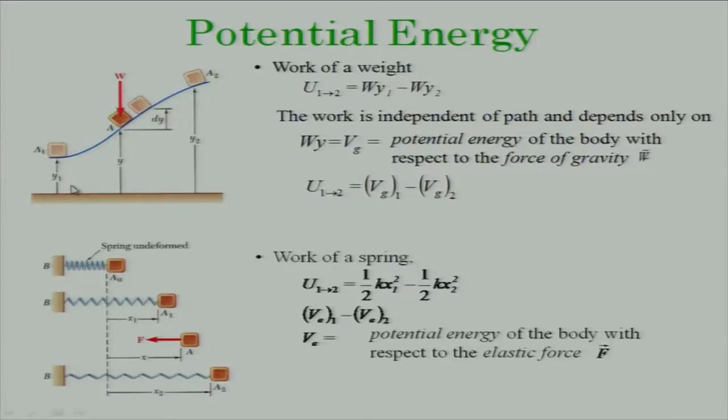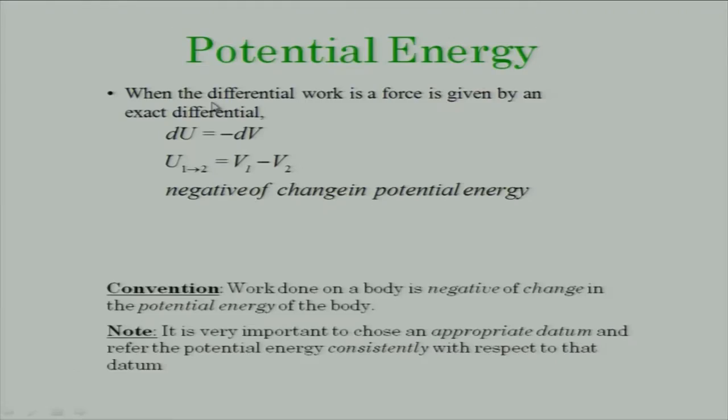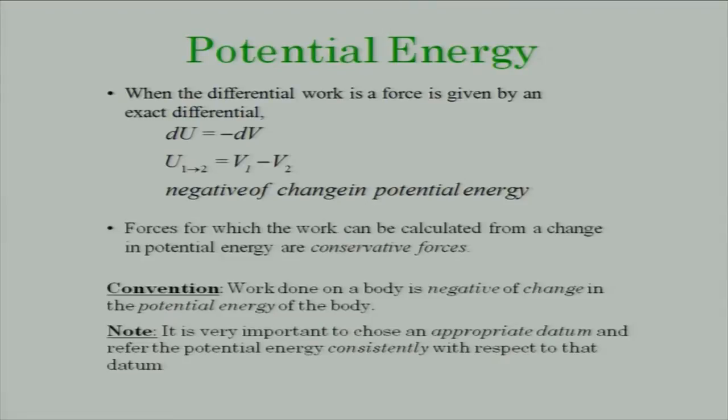With respect to this datum, the potential energy of the particle at this position is simply W times Y1. If we decide to take the datum or the reference level at this point, then with respect to this reference, the potential energy at this point is zero. And with respect to this level, the potential energy at this point is simply W times delta Y. This point will become more clear as we proceed further and solve a few problems.